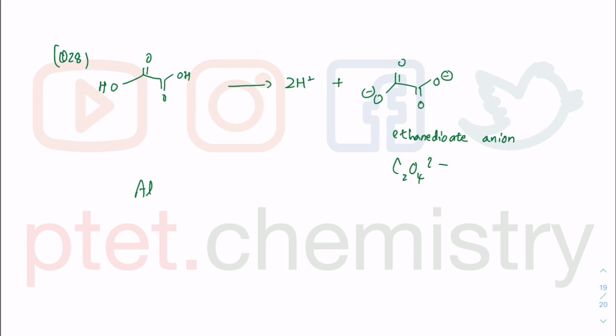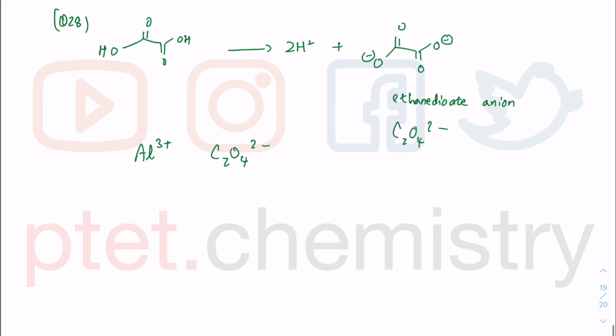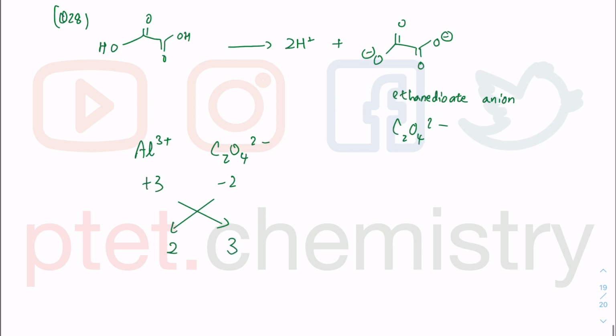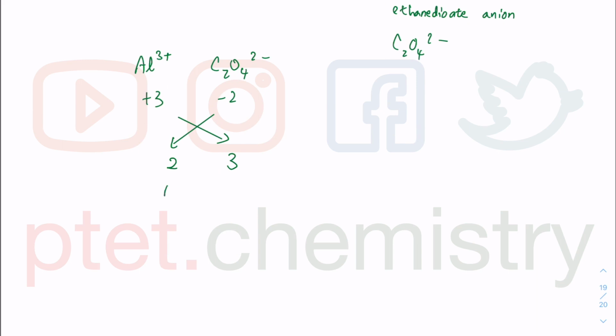So when you combine Al3+ and C2O4 2-, your job is to balance out the charges. How many of each do you need? This comes back to your IGCSE or O-level chemistry. You bring down the number, which is 2, and you bring down the number, which is 3. Whatever is on the left represents Al3+. That means 2 of the Al3+, and then 3 of the C2O4 2-.